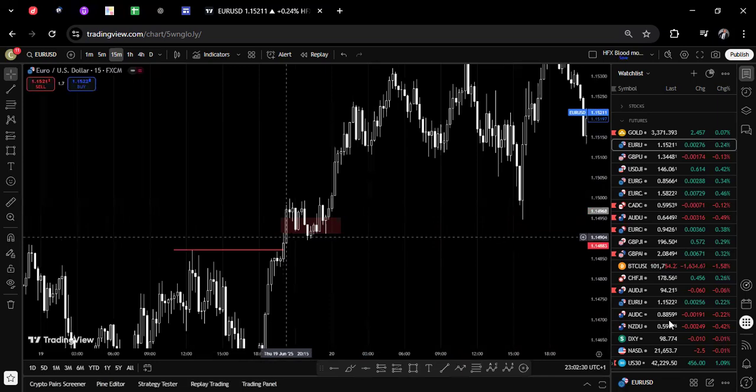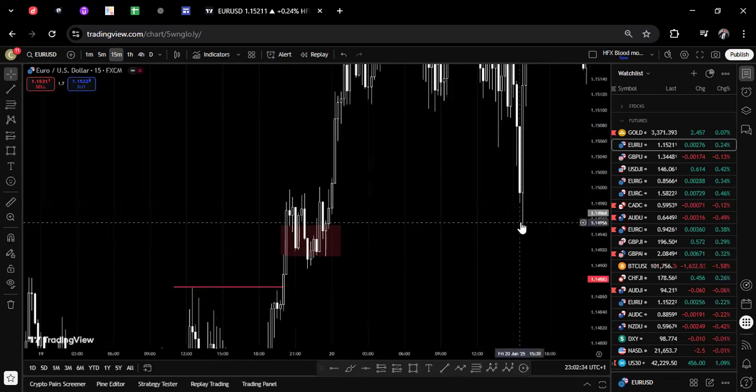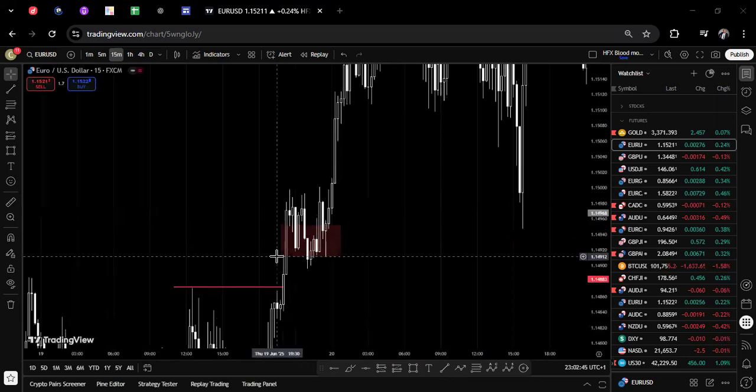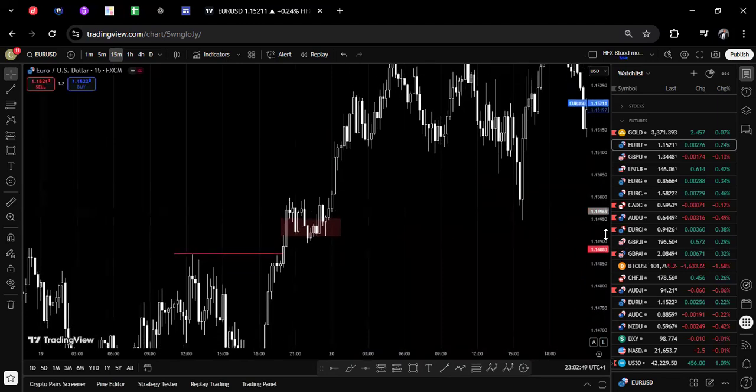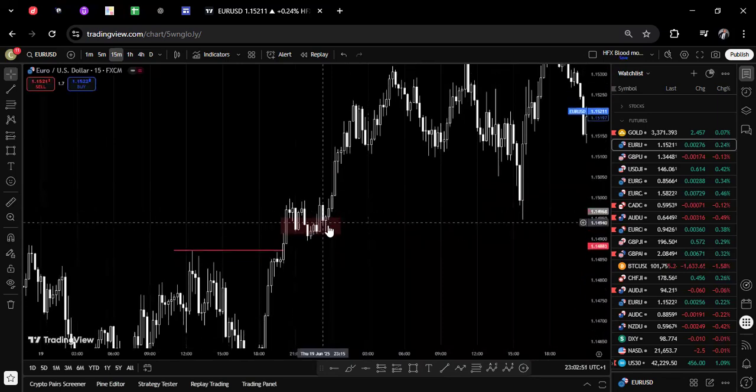Let me take this out. Let me expand this so you understand what I'm saying. Do you get what I'm talking about? Any point between this candle and this candle, I'm good to go, right? I'm good to go.